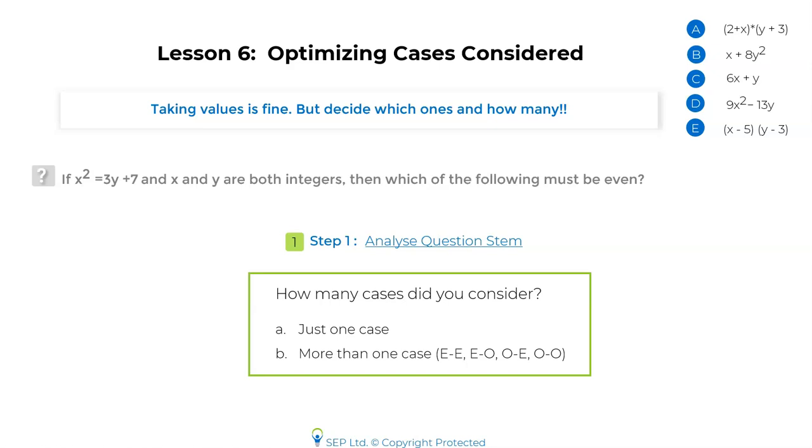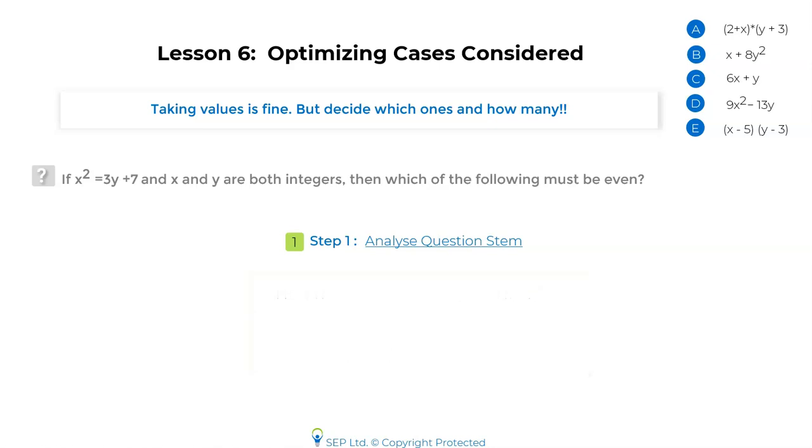It's quite possible that you may think that when x is even, y could be even or odd, and if x is odd, then y again could be even or odd. So basically there are 4 possible cases, the ones that I've written here, depending on the 2 variables. So you need to think about how many cases you need to consider. There is another factor that you need to take into account.